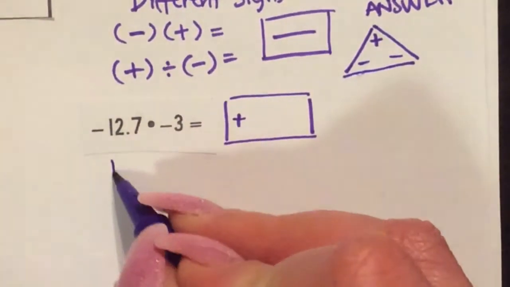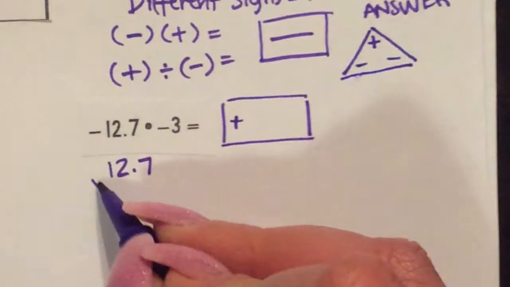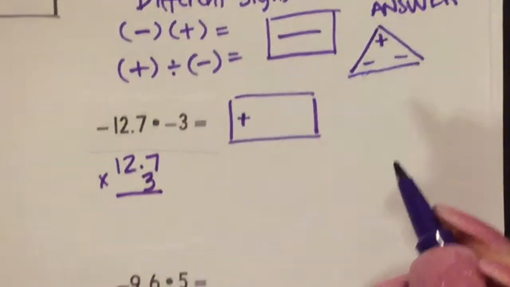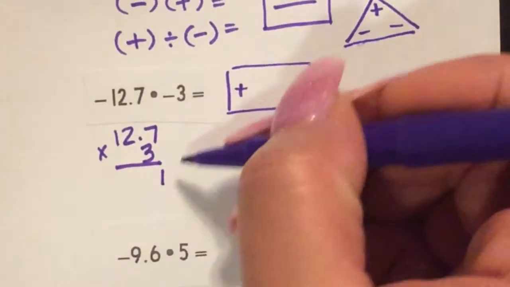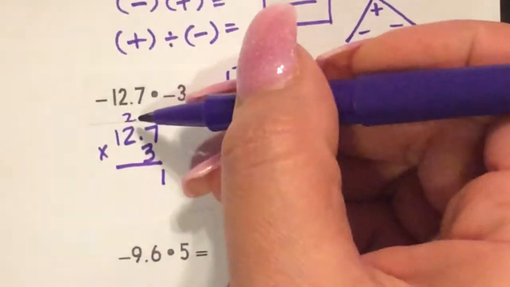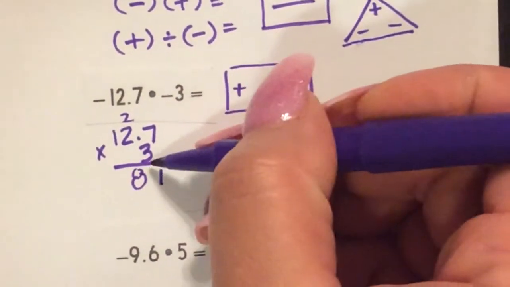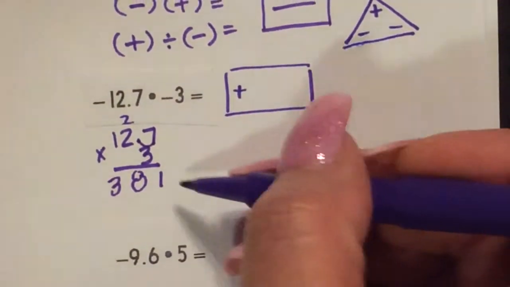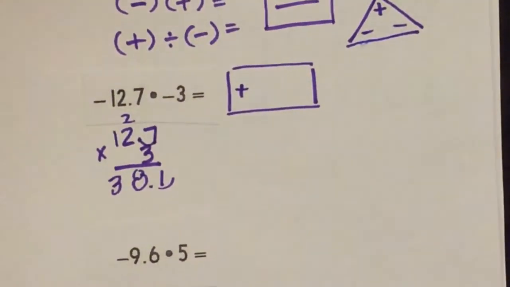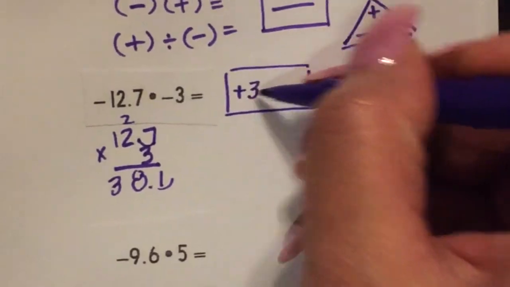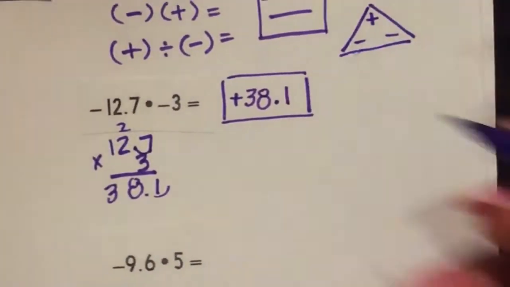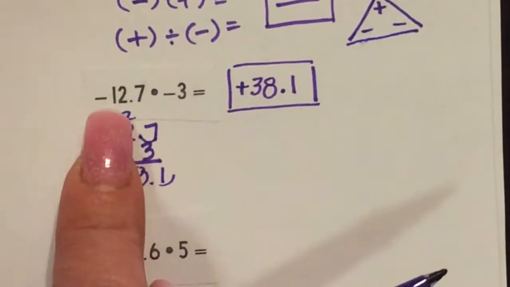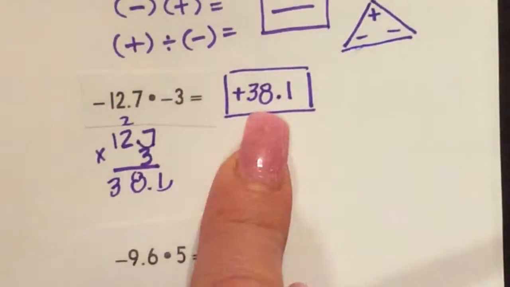So we multiply 12.7 times 3. And we got 3 times 7, 21. You carry 2. 3 times 2, 6, and 2, 8. 3 times 1 is 3. And we have one decimal place in one of the factors, so one decimal place in the product. The answer here is 38.1. And it was positive because same signs, positive.